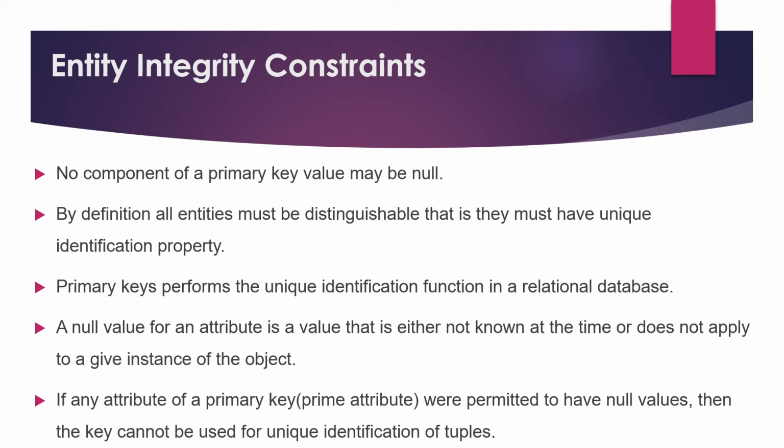The constraint states that the primary key value of a relation cannot be null. A primary key is used to uniquely identify each tuple in a relation. If a primary key has a null value for more than one tuple of a relation, then we cannot identify them uniquely.